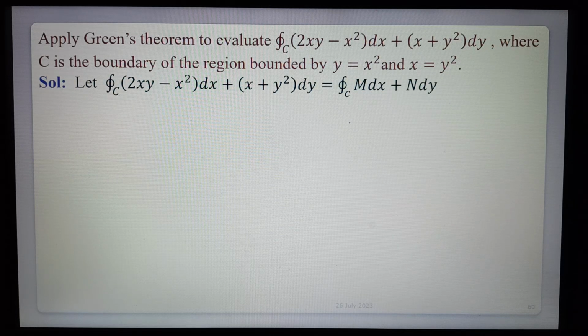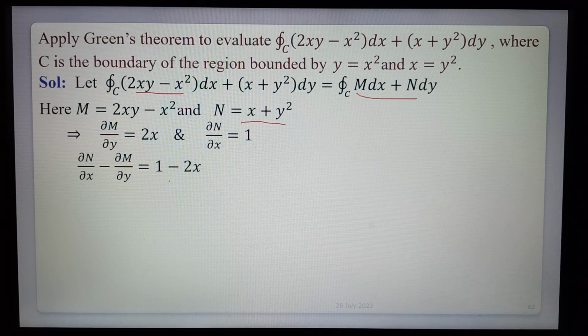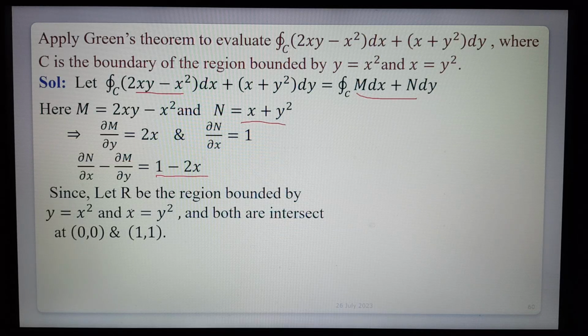That is equal to, given integration over C, this is M dx plus N dy. M is equal to 2xy minus x square, N is equal to x plus y square. So dou M by dou y is equal to 2x, dou N by dou x is equal to 1. So dou N by dou x minus dou M by dou y is equal to 1 minus 2x. The given region is bounded by the two parabolas, y is equal to x square and x is equal to y square. Both are intersecting at (0, 0) and (1, 1).